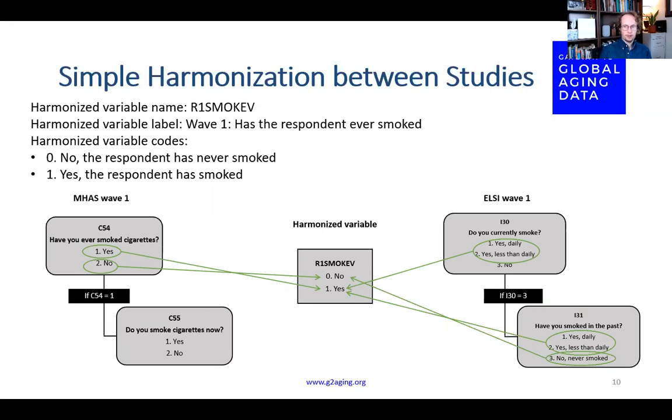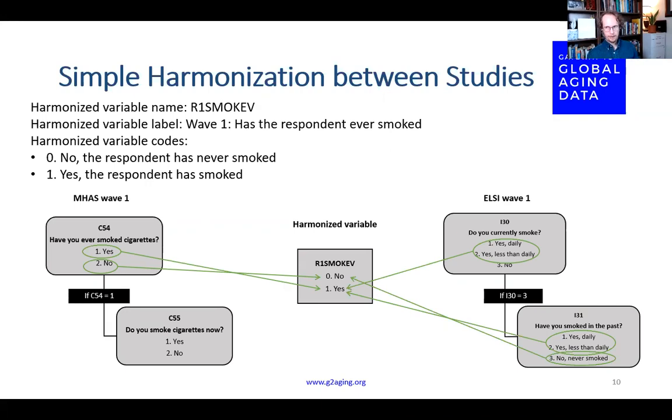So if someone said that they currently smoked either daily or less than daily, we know that they have smoked in the past. Or if they said that they don't smoke daily, but they have smoked daily in the past, or they have smoked less than daily in the past, we also know that they've smoked, made into a comparable variable like MHAS asked. So this is a really simple example of creating a harmonized variable between these.